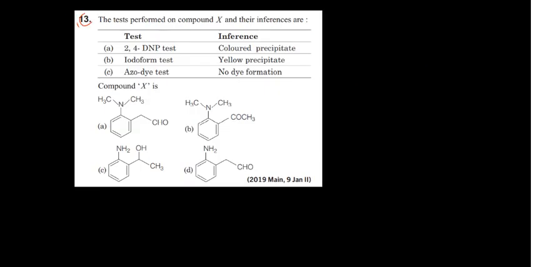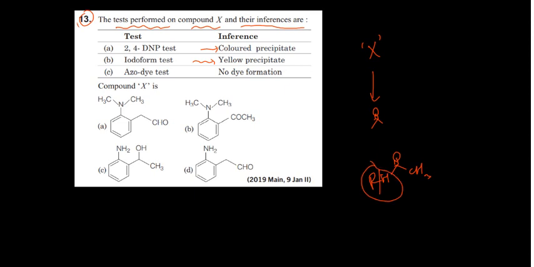Next, the tests performed on compound X and their inferences. I don't know what the X compound is, but it is giving 2,4-DNP. 2,4-DNP generally means a carbonyl group is present. Iodoform test means the C double bond O CH3 group is there. It could be an aldehyde or a ketone, with hydrogen or R on the other side, either can be there. But this group should be present.